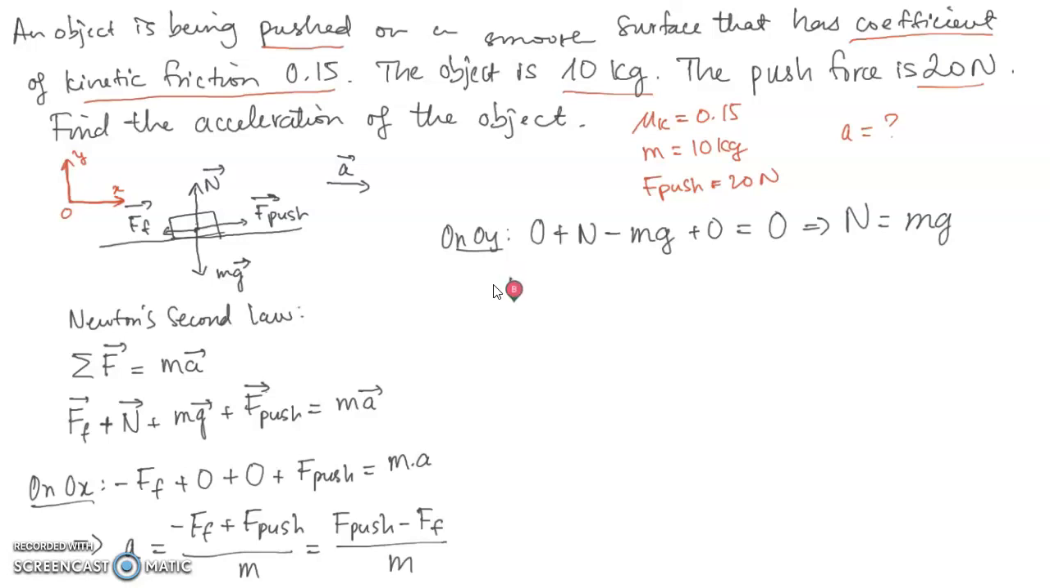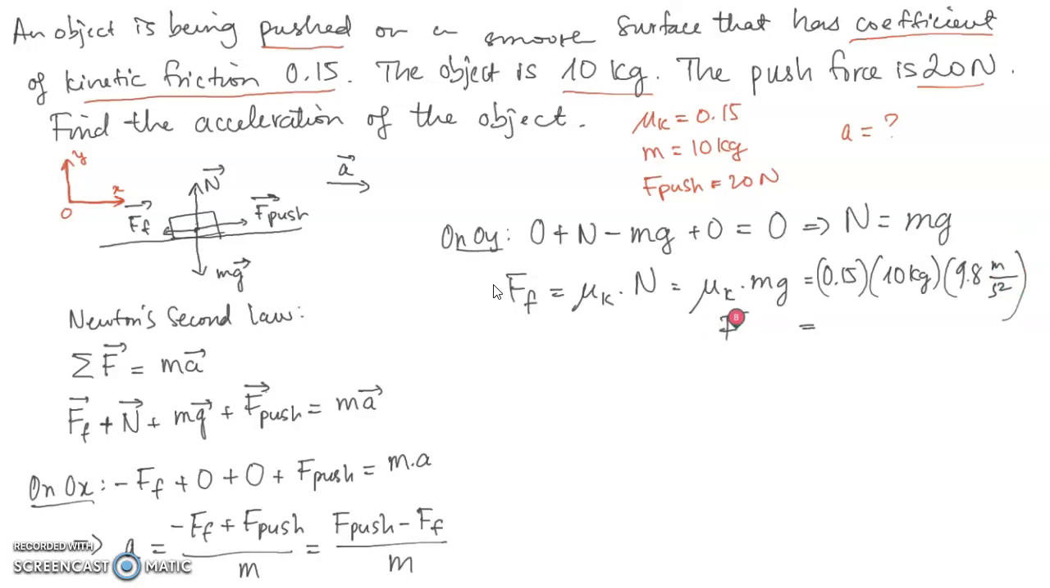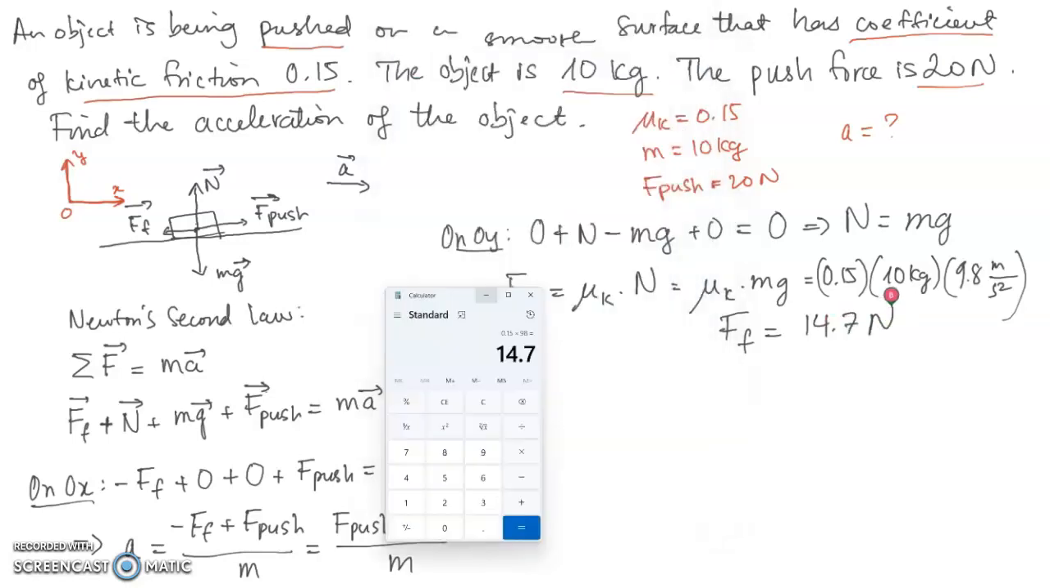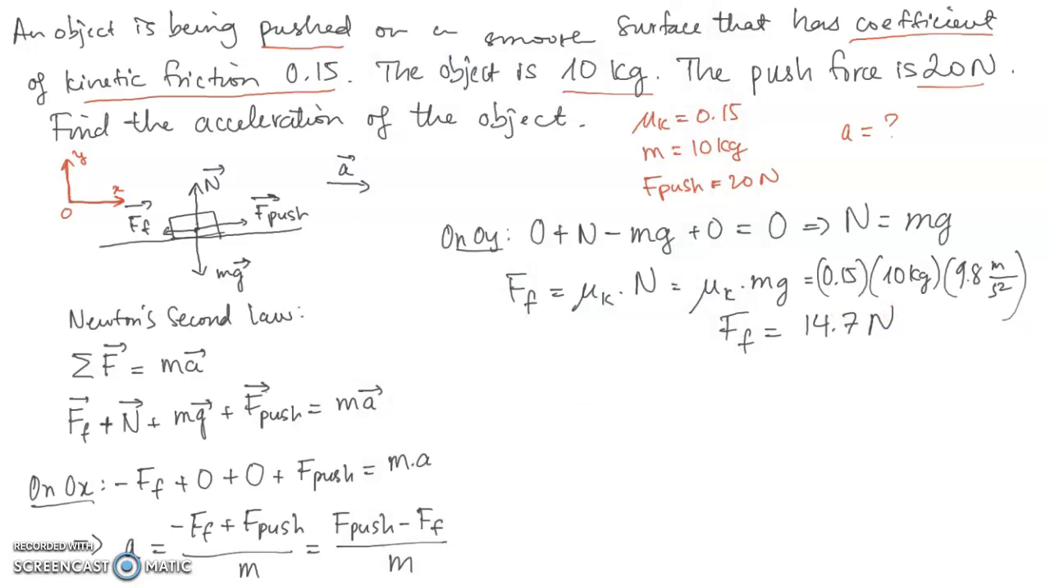So then F friction would be equal to mu, and of course we have mu k, because the object's moving, times N, which is equal to mu times M times G. That would be 0.15 multiplied by M, which is 10 kilograms, and G equal to 9.8 meters per second squared. So 0.15 times 10 times 9.8, which is 98... that would be 14.7 Newton. F friction is 14.7 Newton.